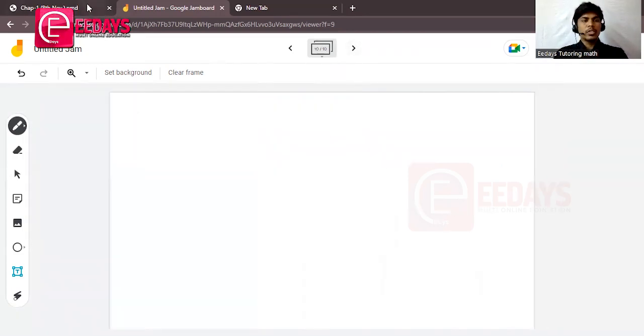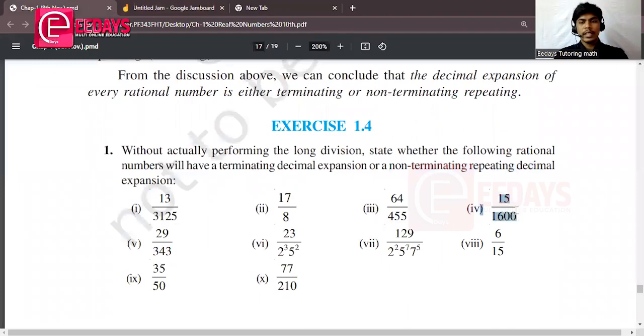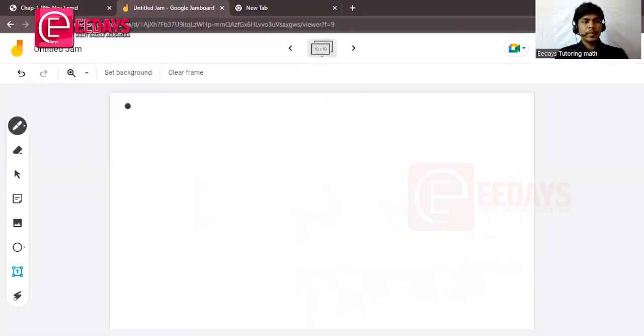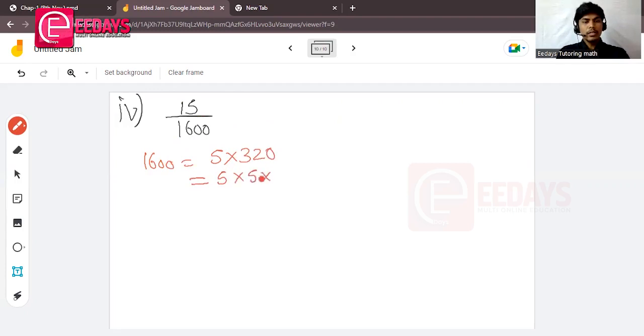Okay, let's do the next sum. 15 by 1600, the fourth one. First write the prime factors for 1600. Let's try 5 into 5: 5 threes are 15 and 5 twos are 20, so 320. Now 5 into 5: 5 sixes are 30 and 5 fours are 64.